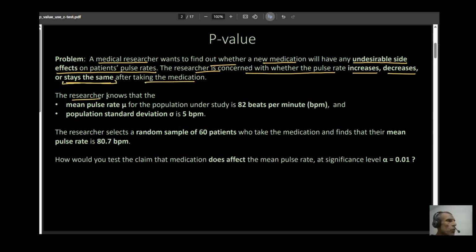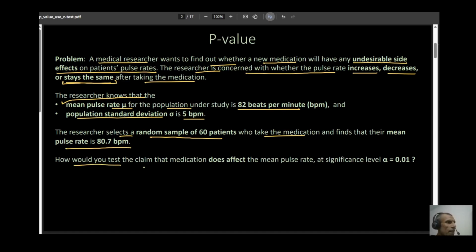Now, the researcher knows that the mean pulse rate mu for the population under study is 82 beats per minute and that the population standard deviation is 5 beats per minute. So what the researcher does, he selects a random sample of 60 patients who take the medication and he finds that the mean pulse rate is 80.7 beats per minute.